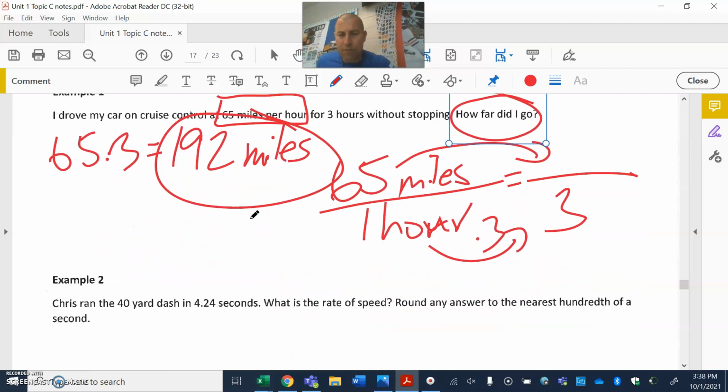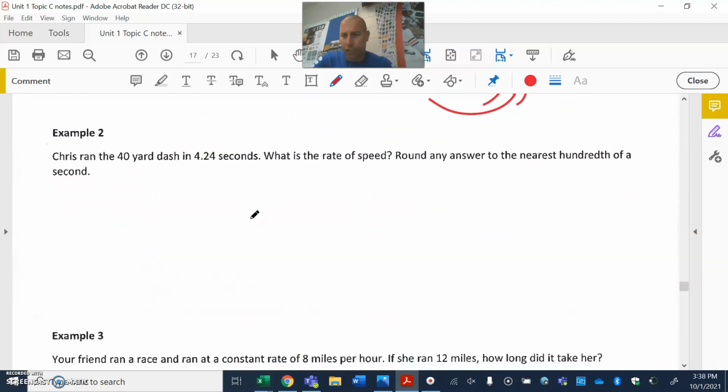Let's go down a little bit here and find the second one. Chris ran the 40-yard dash in 4.24 seconds. What is the rate of speed? Again, answering the question. Rate of speed, what they're asking is how fast was he going? Think about a car, 35 miles per hour. We don't say 35 miles, we don't say 35 hours. We've got to say miles per hour.